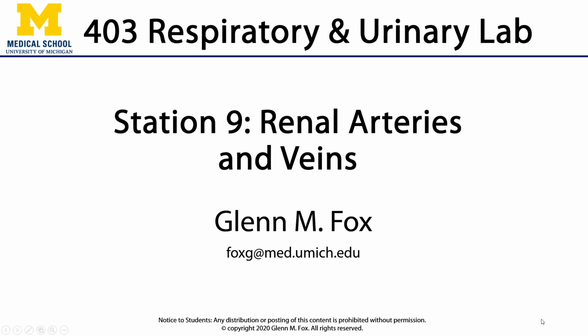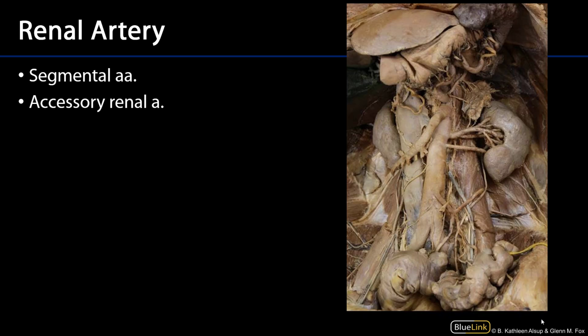Hi, let's talk about the renal arteries and veins. So the renal arteries and veins are going to be at approximately the level of the L1 vertebra.